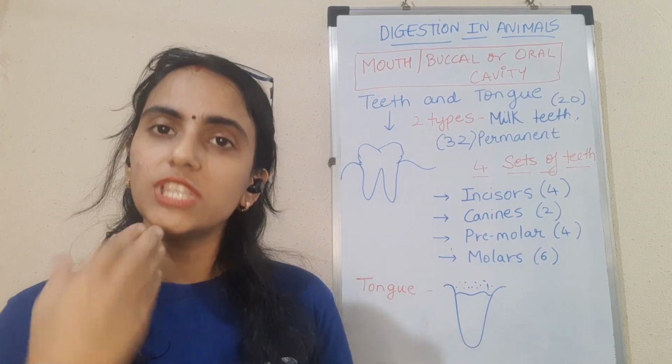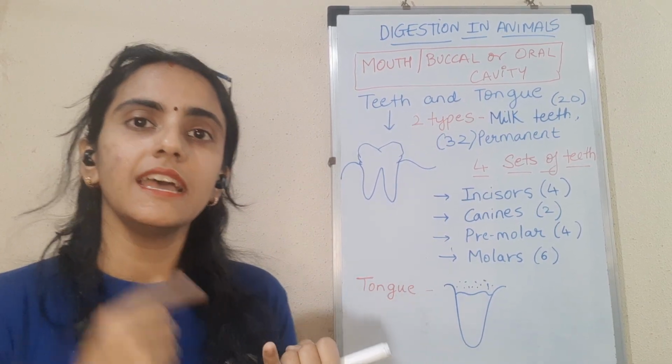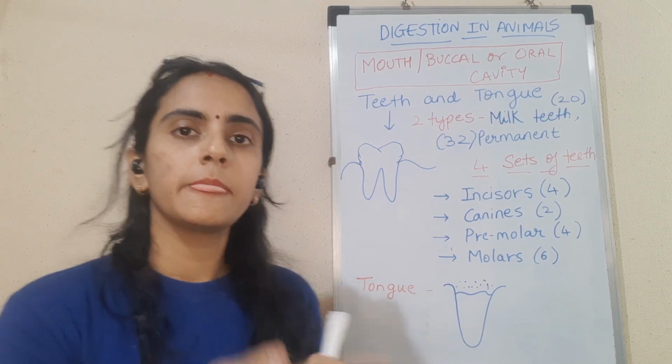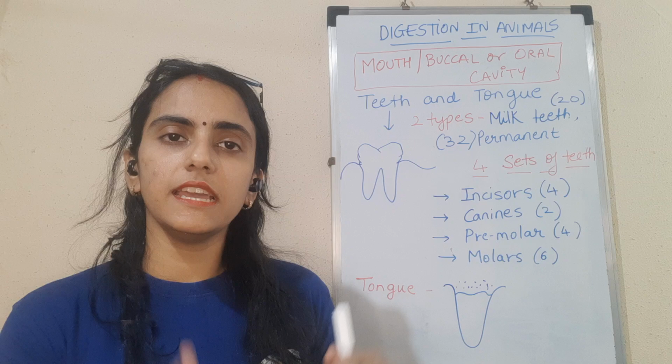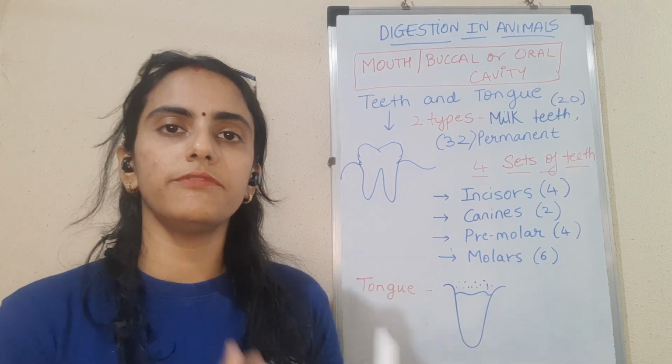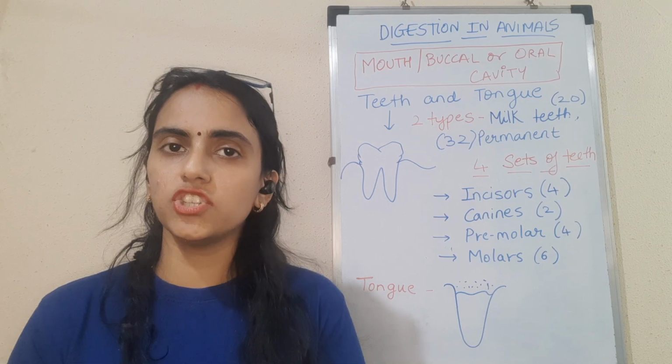The digestive system starts from the mouth, then goes to the food pipe, that is the esophagus, then the food passes to the stomach, then to the small intestine, then to the large intestine, and from the large intestine the undigested or the unwanted food is then pushed out of our body. So that is how the entire process of digestion takes place.